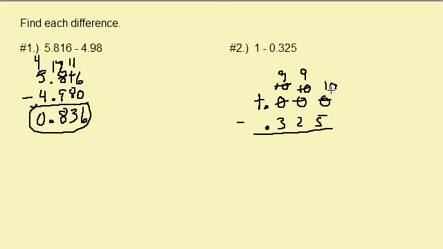So now we can subtract. So 10 minus 5 is 5, 9 minus 2 is 7, 9 minus 3 is 6, and bring down the decimal. And we can put a 0 here in front of the decimal. That's a 0 there because we borrowed from the 1. So 0 minus 0 is 0, so we can leave it as 0.675, or we can put the 0 in front, 0.675. And that's it.